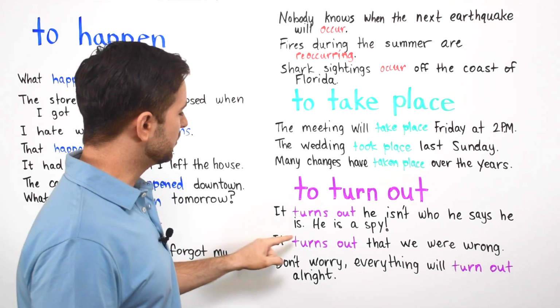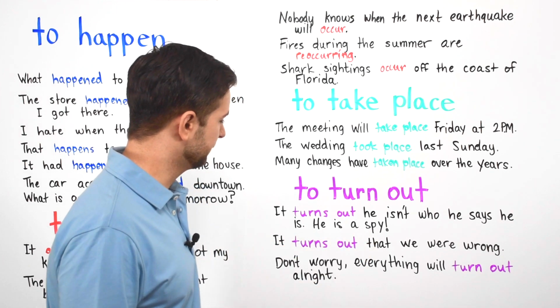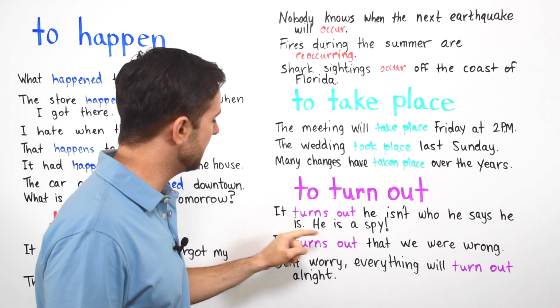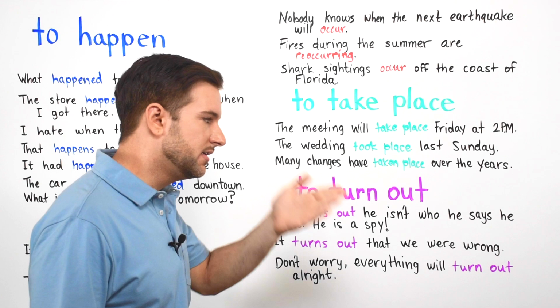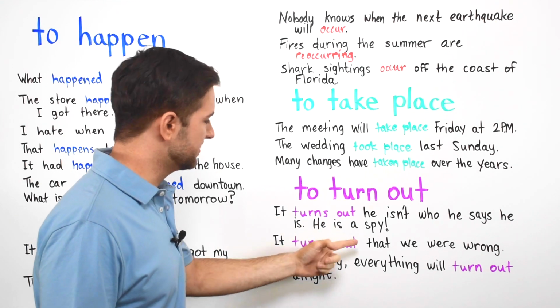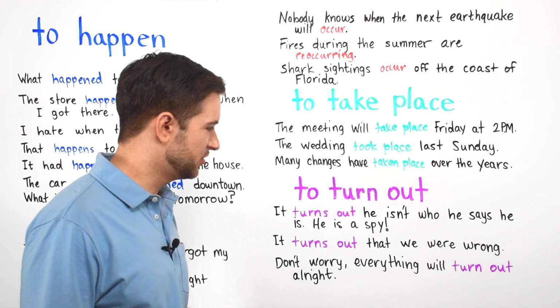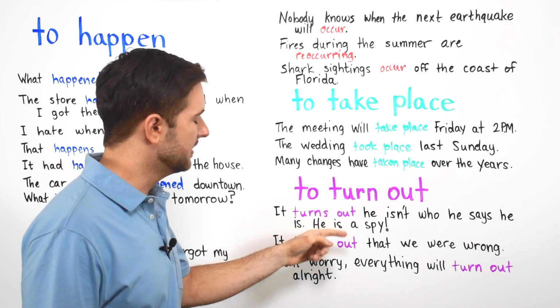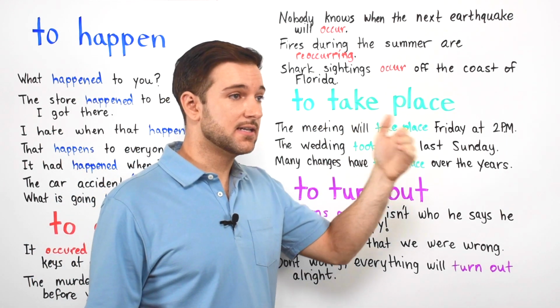It turns out he isn't who he says he is. He is a spy. It turns out is like, oh wow, he is not who he says he is. He's a spy. He is not here for a job here. He is spying on us. It turns out is like a revelation.